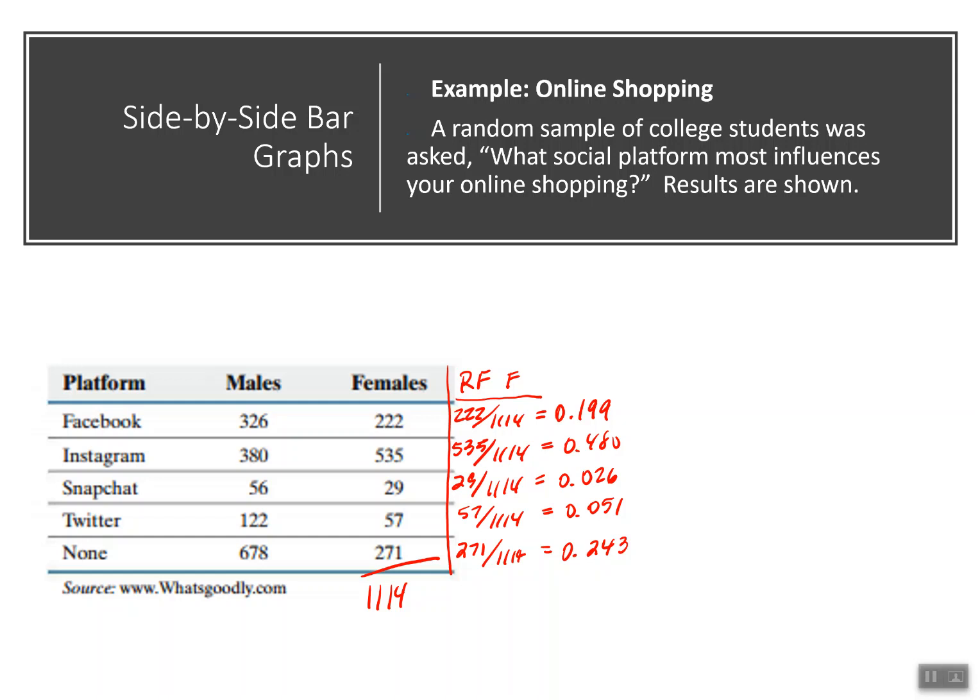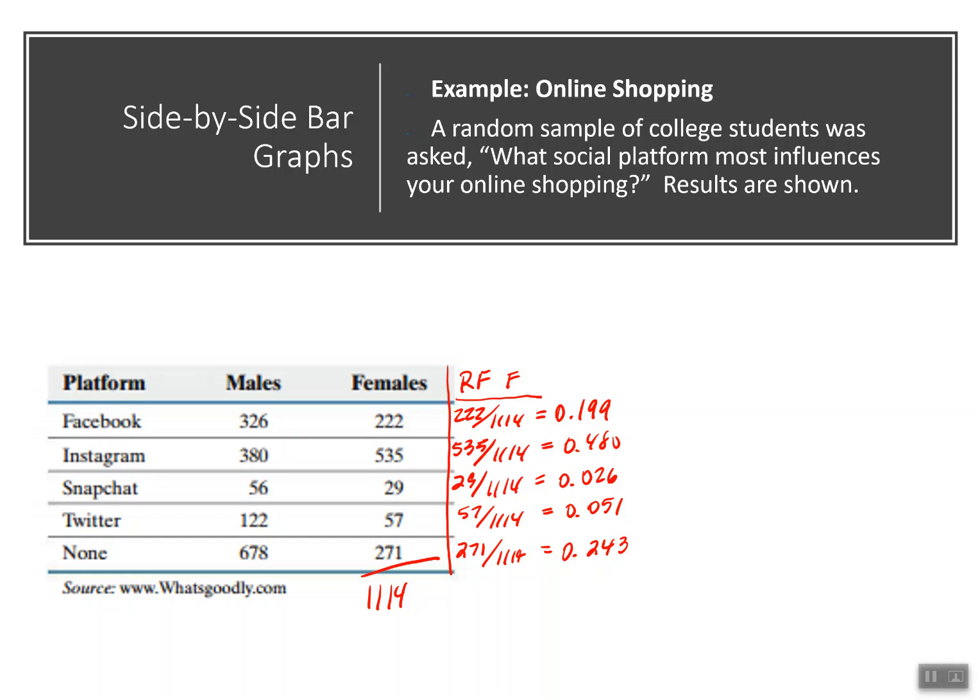We can see here approximately 20% of the females said Facebook influences their shopping, whereas only 2.5% said Snapchat influences their shopping. That's how we would go about calculating by hand a relative frequency for a summarized table, which is what you would have to do by hand. StatCrunch isn't going to be able to do it for you.